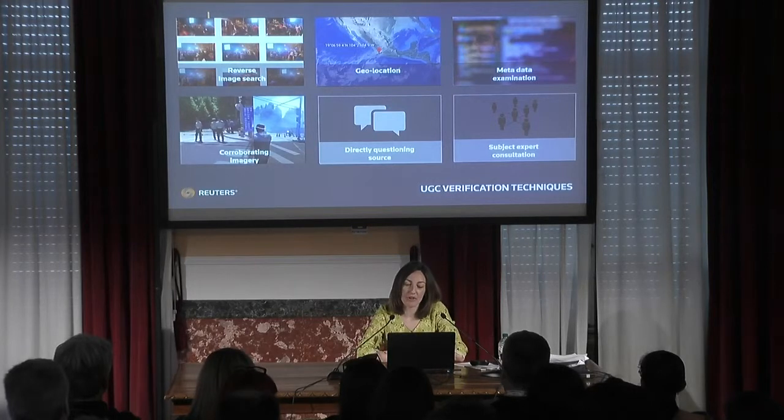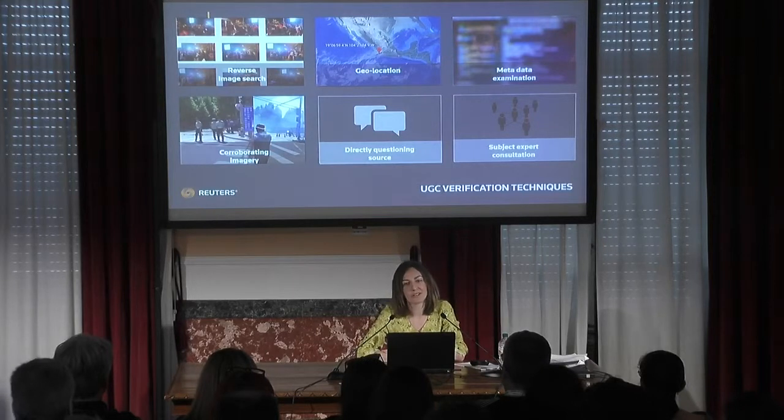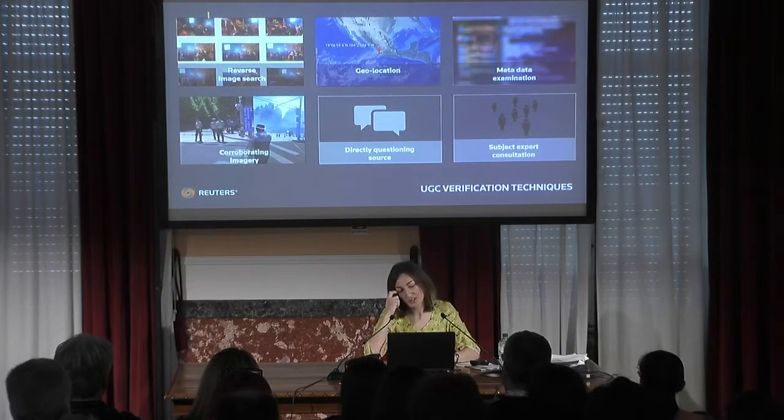And actually, we've got lots of good ways of looking for corroborating imagery. Obviously, deep searches of social for news events are very important. But also, we've got the gigantic Reuters archive, which can be very useful because often news events happen in places where we've been before, and we're able to check that some of the same things are present. So corroborating imagery is hugely important.